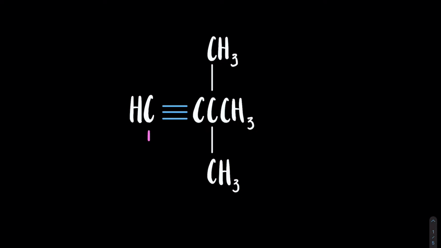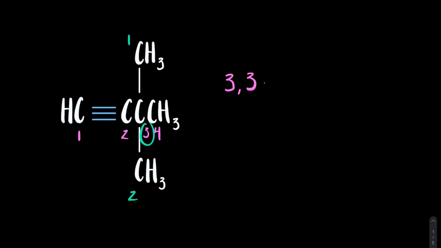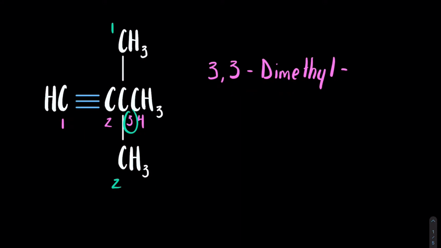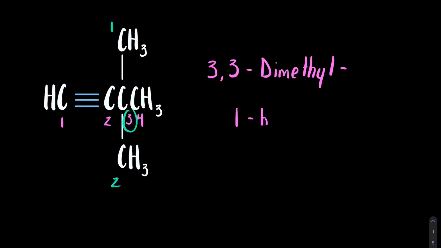Now let's take a look at this second example. We'll start numbering the chain from this side, it's nearest the end. So we got 1, 2, 3, 4 carbon atoms in the parent chain. We got two methyl groups. We got one up here and one down here, both on carbon 3. So this is going to get the name 3,3-dimethyl, and the triple bond starts on the first carbon atom, so it's going to be 3,3-dimethyl-1-butyne.